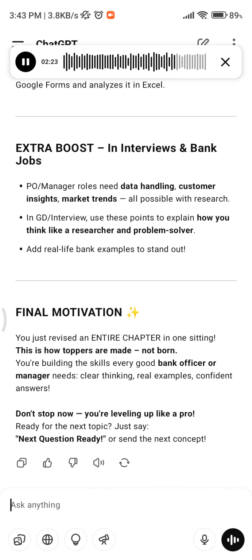Extra boost in interviews and bank jobs. PO manager roles need data handling, customer insights, market trends, all possible with research. In GD and interview, use these points to explain how you think like a researcher and problem solver. Add real-life bank examples to stand out.